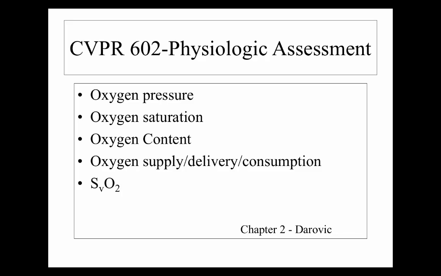This is CVPR 602, Physiologic Assessment. Today we're going to talk about oxygen pressures, oxygen saturation, oxygen content, and then apply it into calculating oxygen delivery and consumption. And we're also going to finish up on the importance of SVO2, or mixed venous oxygen saturations. Much of this material can be found in the Darvik book in Chapter 2.